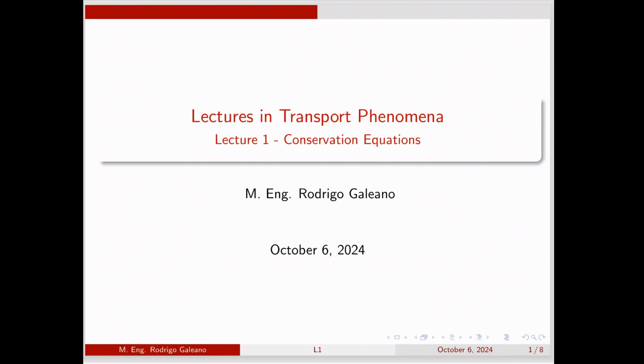These are my lectures in transfer phenomena. In the first lecture, I'm going to talk about conservation equations. These are the building blocks to solve any type of problem in transfer phenomena. This is why I want to talk about these in the first lecture.